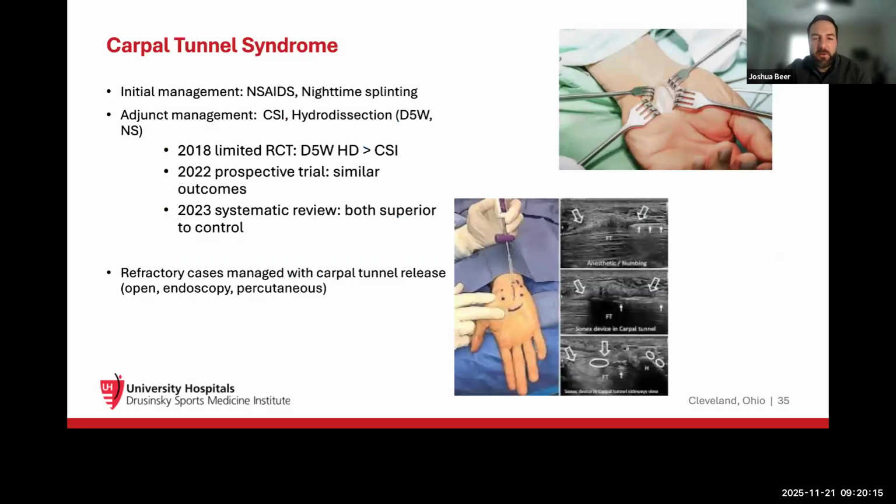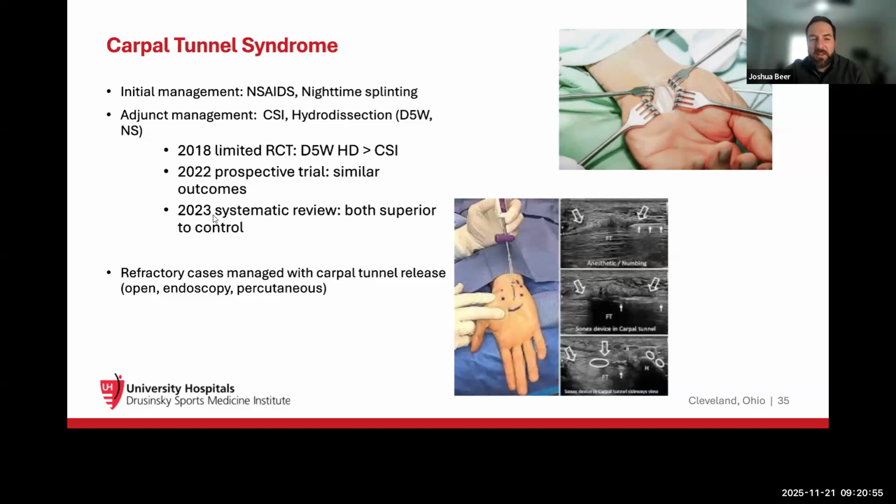Initial management is going to be nighttime wrist splinting and oral NSAIDs for pain. Adjunct treatment can be perineural CSI or what's called hydrodissection. With hydrodissection, you often avoid the steroid. You might use something like sugar water or normal saline. Different studies have shown different things, but the most recent one I could find is that whether you do a perineural CSI or a hydrodissection using D5W, they're both going to give good symptomatic relief compared to control or sham treatment.